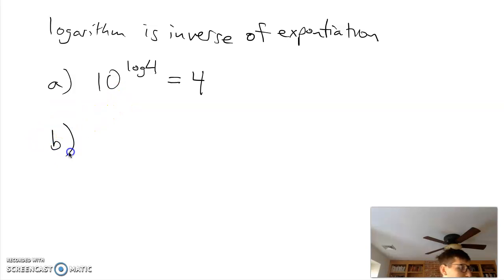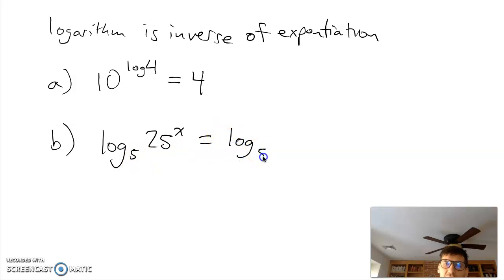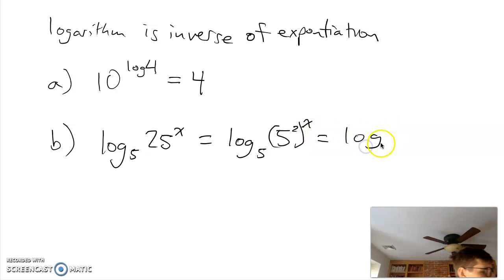Let's look at a similar but different example, like log base 5 of 25 to the x. So this one's a bit trickier because the bases are not the same. But what we could do is think about how 25 could be written as base 5. Check it out. This could be 5 squared to the x. And for a power of a power we could multiply, so it could be log base 5 of 5 to the 2x.